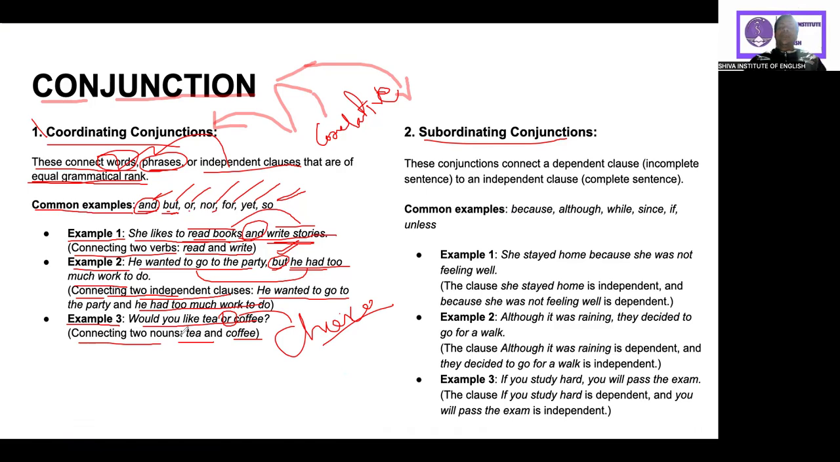In that case, when I say, would you like tea or coffee? We can find out that tea and coffee are two nouns and they have been given for the sake of what? Choice, right? So this is known as a coordinating conjunction. If I talk about coordinating conjunctions, you would find that they are also segregated into many different types.